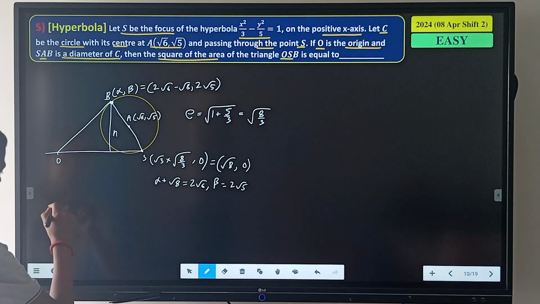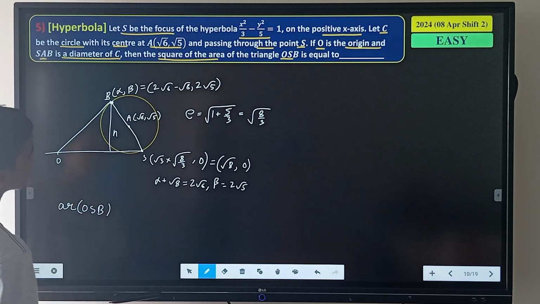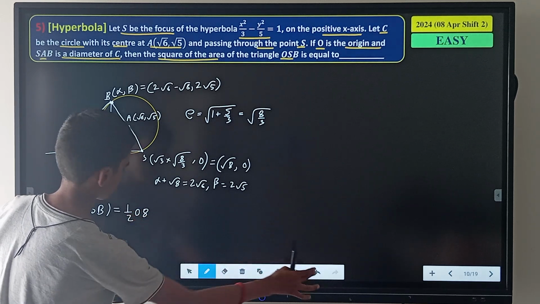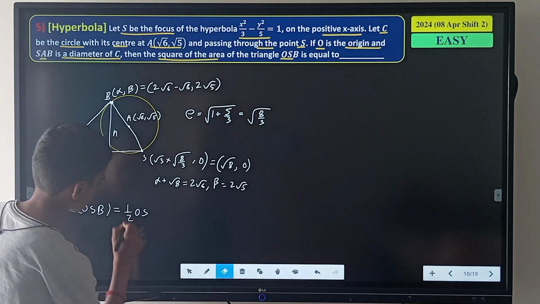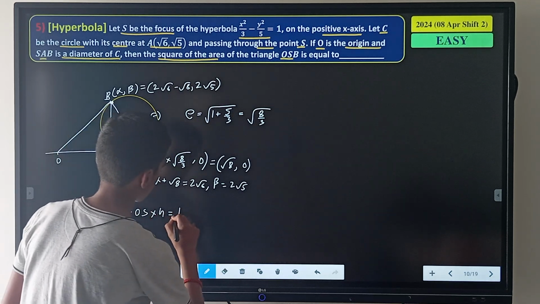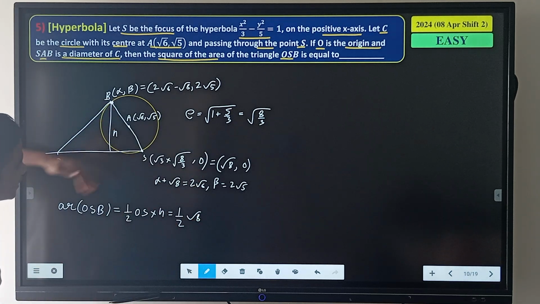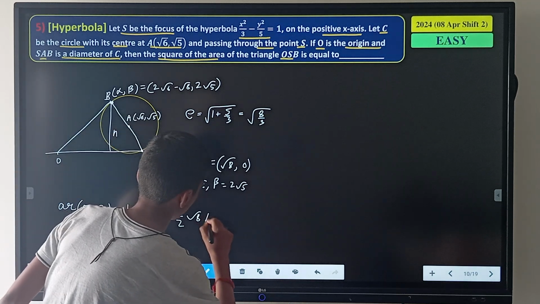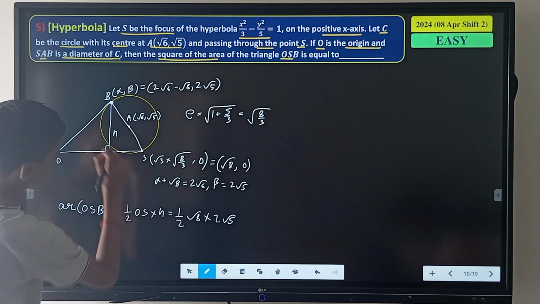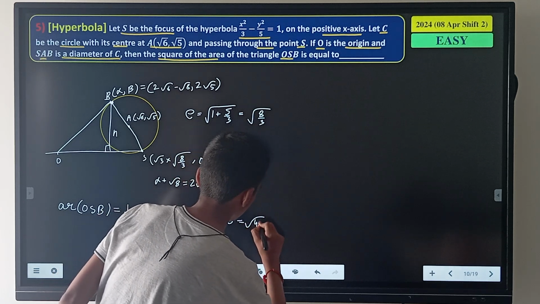So from here, our area of triangle OSP is equal to 1 upon 2 OS into H, and this is equal to 1 upon 2 under root of 8. Now distance of B from the x-axis will be equal to 2 root 5, which is equal to our height, and this is perpendicular. So from here, this is equal to under root of 40.